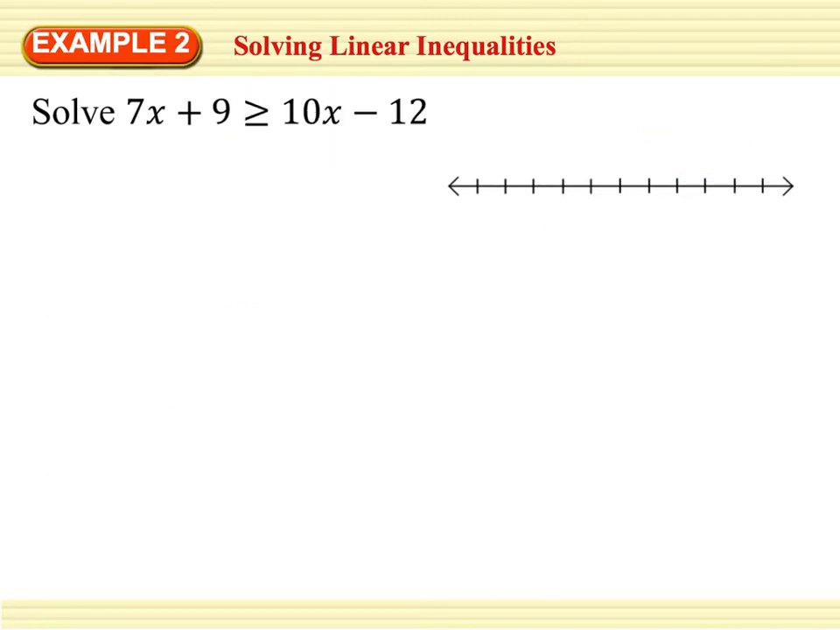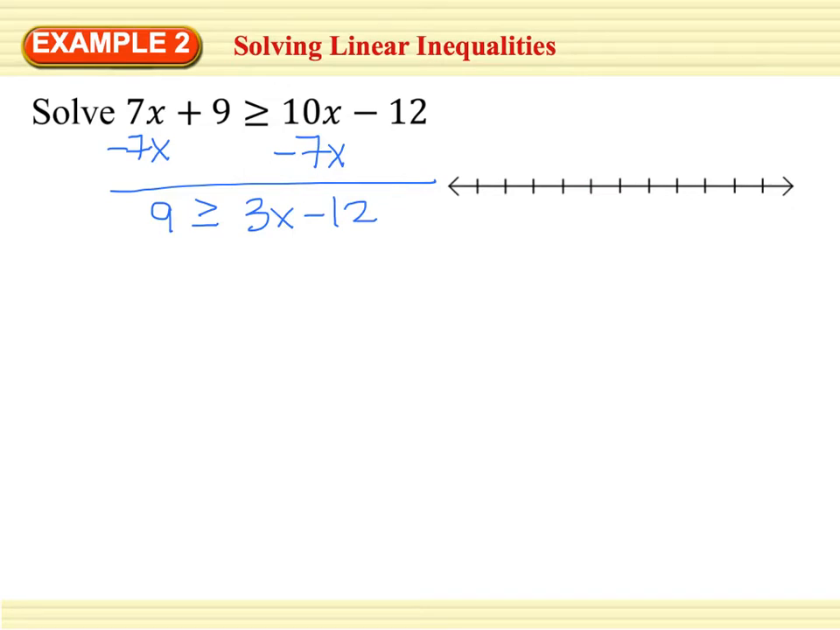We're going to do something very similar in example 2. Example 2 says to solve 7x plus 9 is greater than or equal to 10x minus 12. And again, just like with an equation, we're going to want to get all of the x values on one side, all the constants on the other, and then solve for that variable. So if I subtract 7x from both sides, this is going to give me 9 is greater than or equal to 3x minus 12.